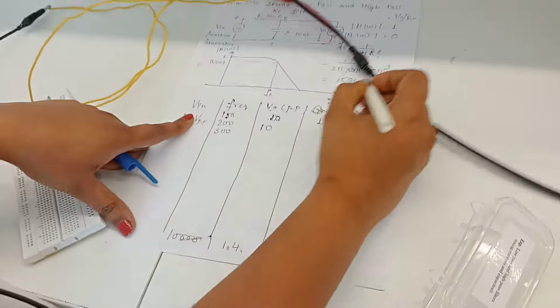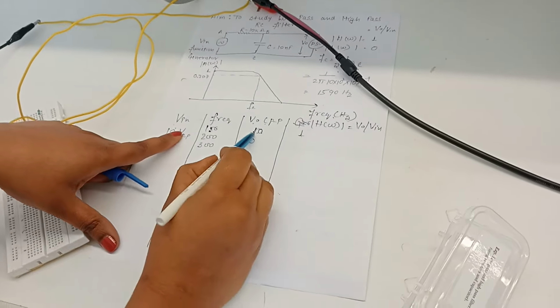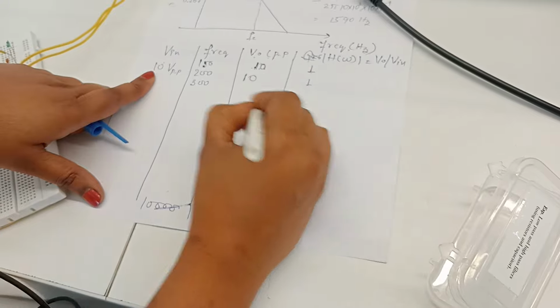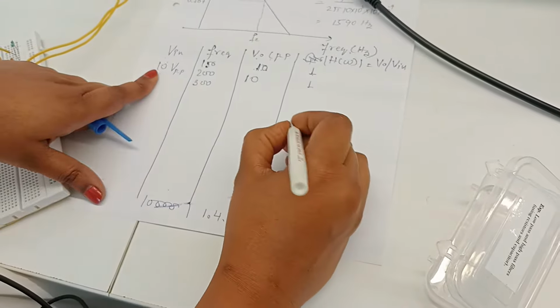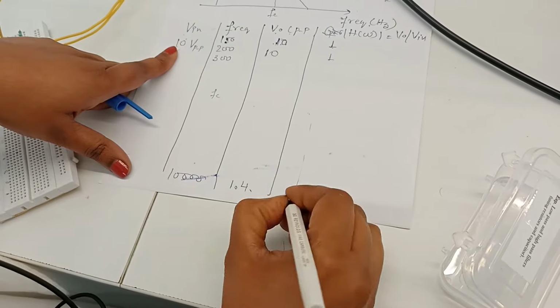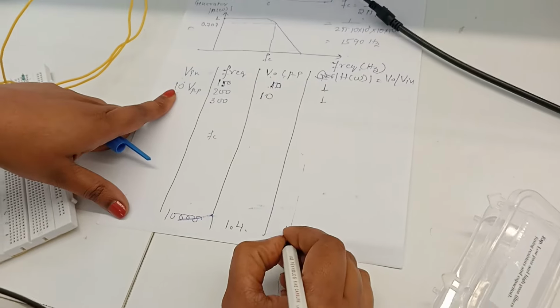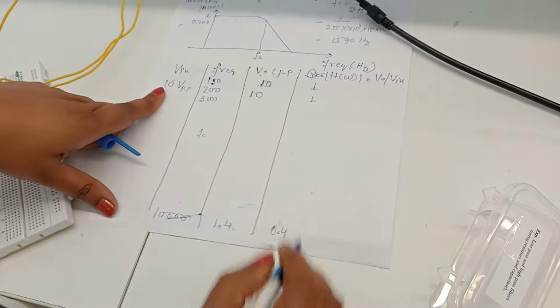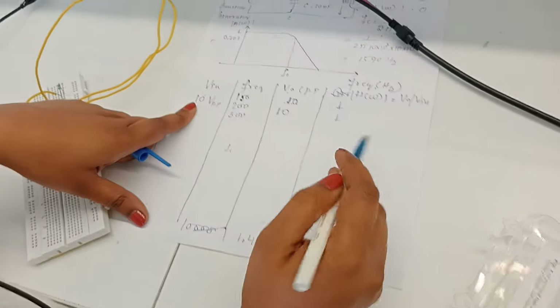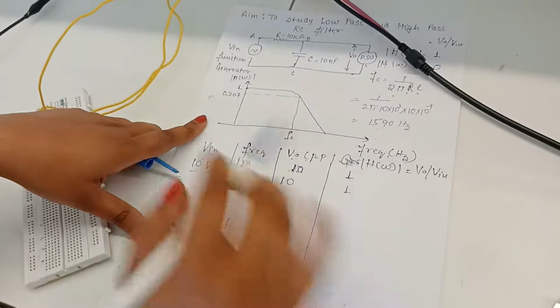Let us calculate the transfer function magnitude over here. Here output upon input is 1. Here also it is 1. And here it will maintain this value till FC and it will decrease, and here it is 1.4 divided by 10, which is 0.4.